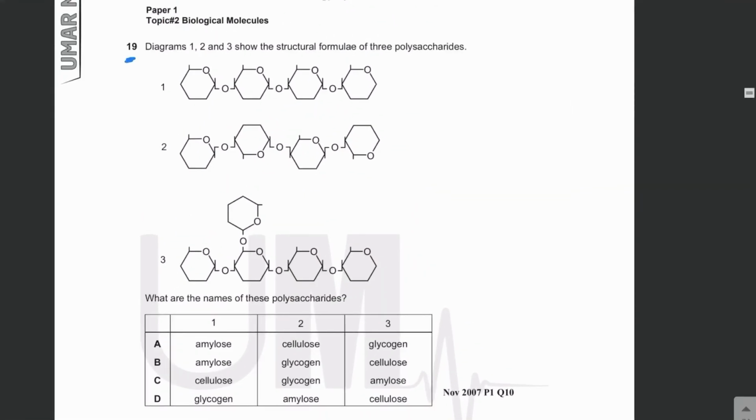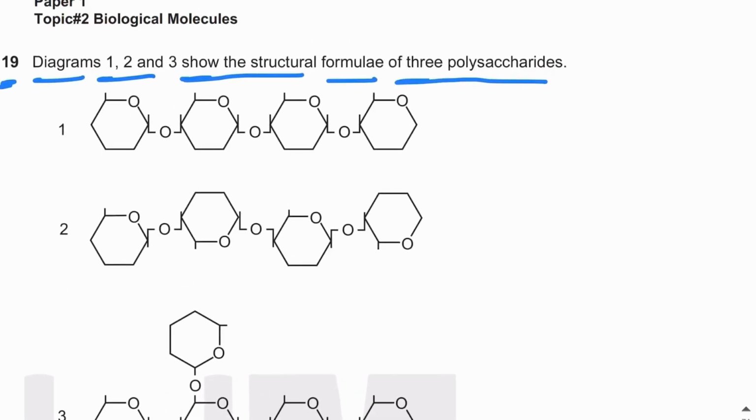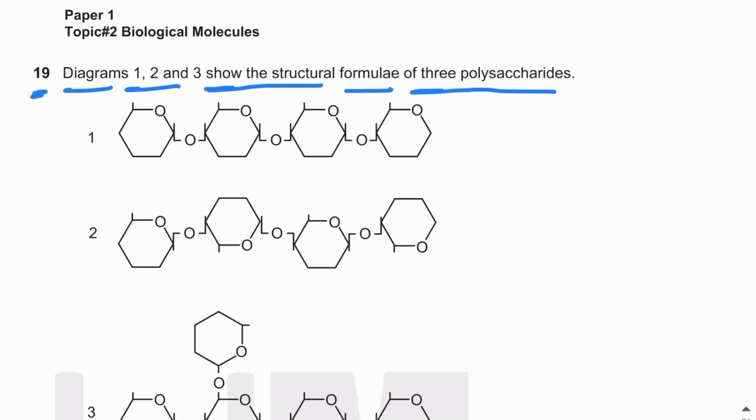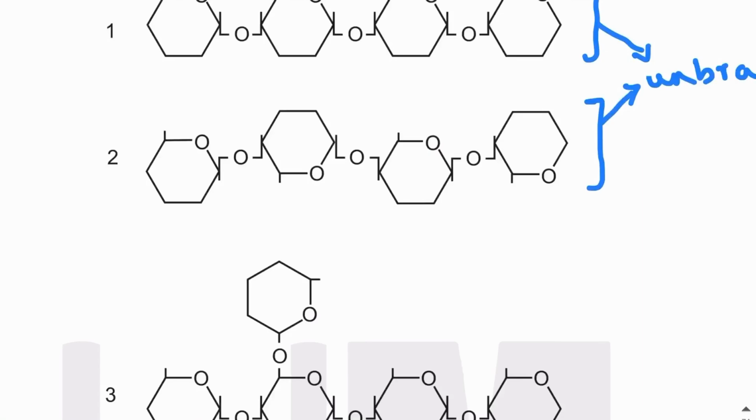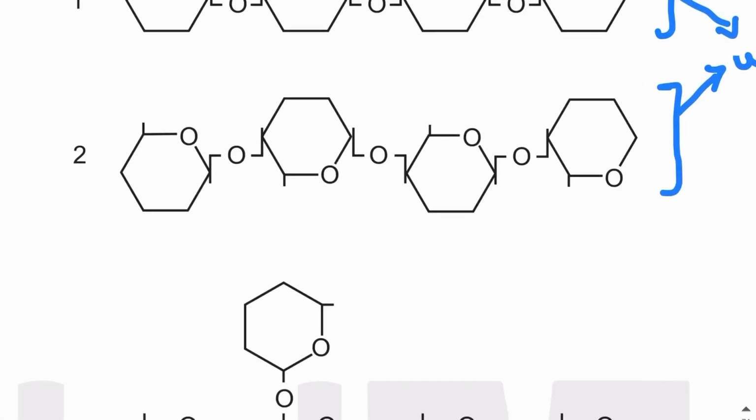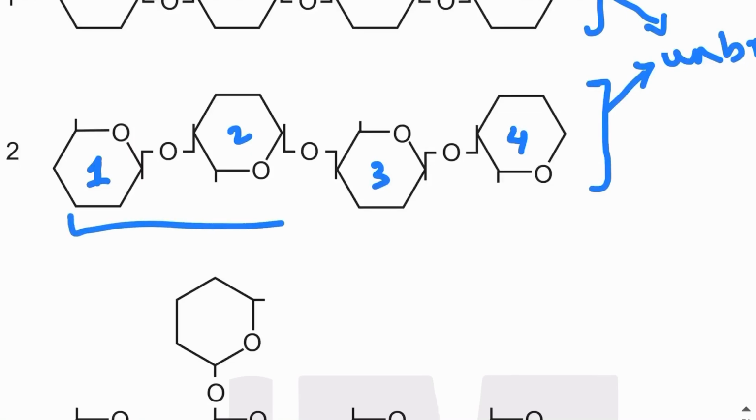Let's move on to MCQ number 19. Diagrams 1, 2 and 3 show the structural formulae of 3 polysaccharides. What are the names of these polysaccharides? So guys, always remember this point, that these two polysaccharides are unbranched, right? So obviously the unbranched polysaccharides in our syllabus are amylose and cellulose. So in cellulose, you will see that every alternate ring is inverted. So for example, this is ring 1, this is not inverted, but ring 2, we can see it's inverted. Ring 3 is normal and ring 4 is inverted. So to identify cellulose, you can check for the inverted rings, right?